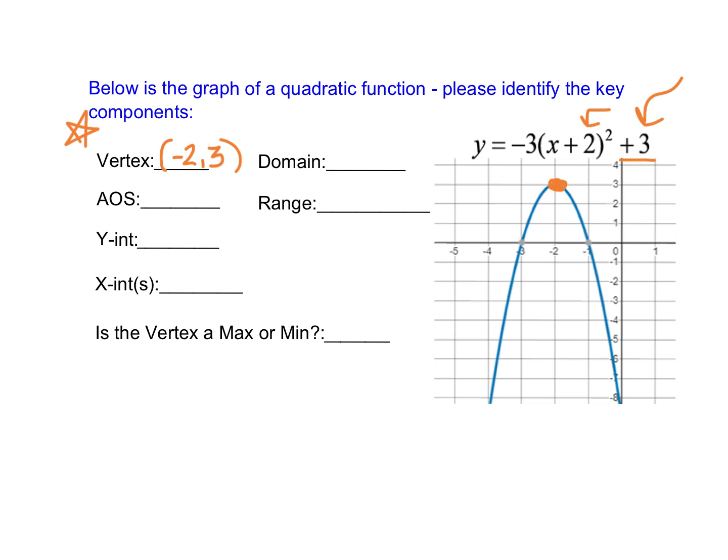Then our next thing is our axis of symmetry, which is the line that divides our graph in half. It's the line where if we folded, it would match up perfectly. And remember that our axis of symmetry and our vertex share that x value. So we have x is equal to -2.